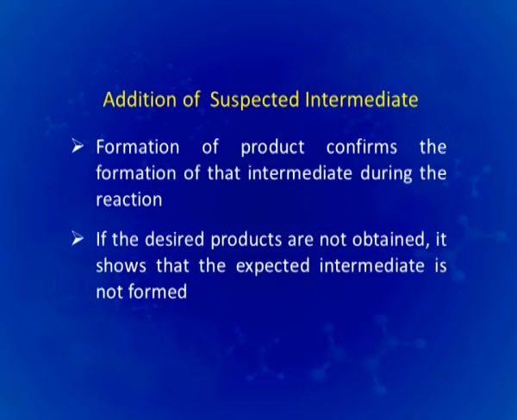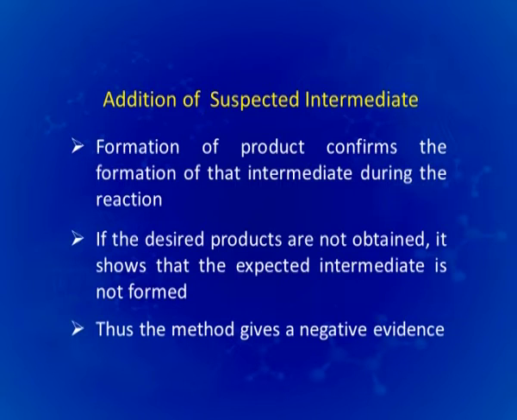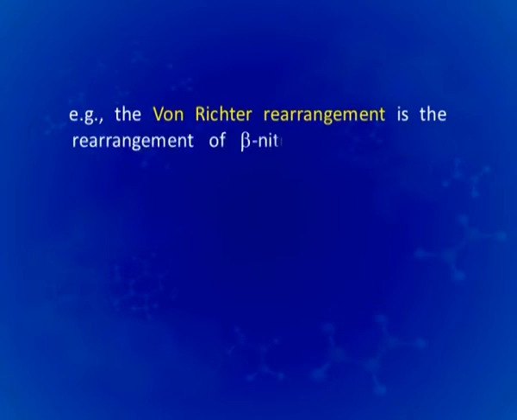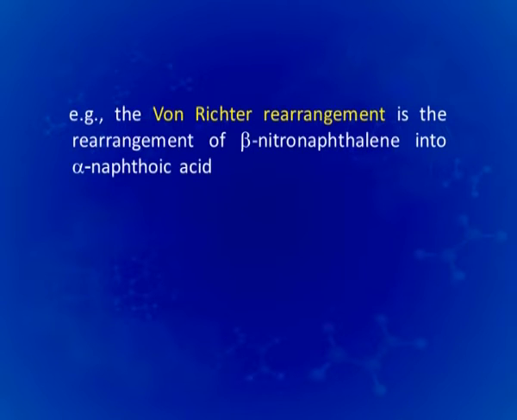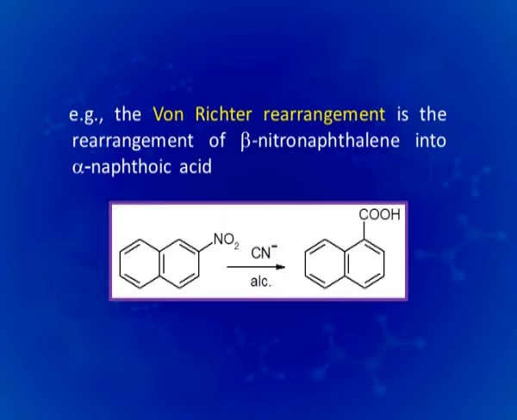Therefore, the addition of suspected intermediate in fact gives us a negative evidence. So, formation of the products leads us to the confirmation of that particular intermediate getting formed, and absence of the formation of that product will lead to a negative evidence for that particular intermediate. So, we take an example here. Von Richter rearrangement is one of the organic aromatic reactions where beta nitronaphthalene gets rearranged into alpha naphthoic acid.